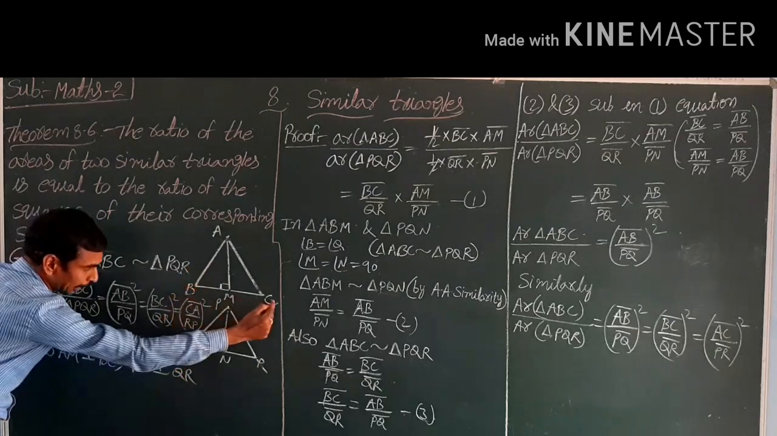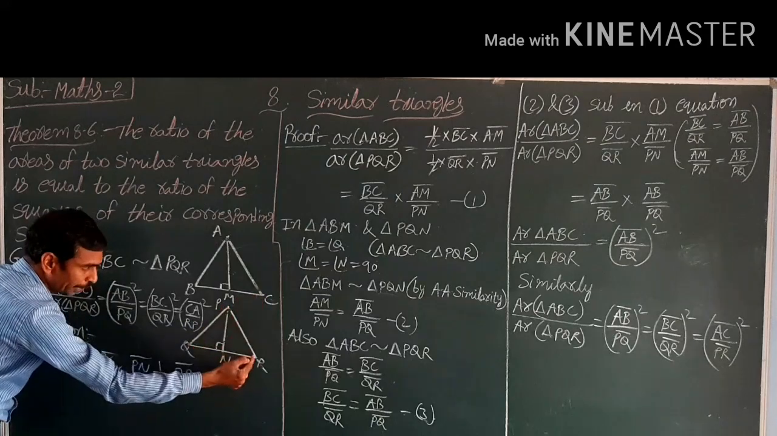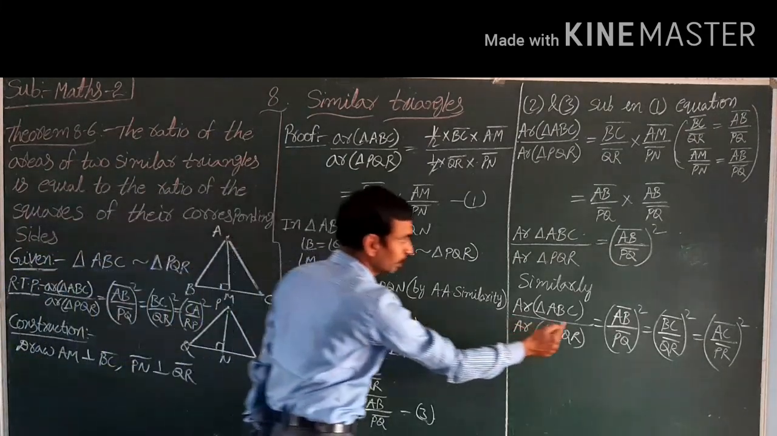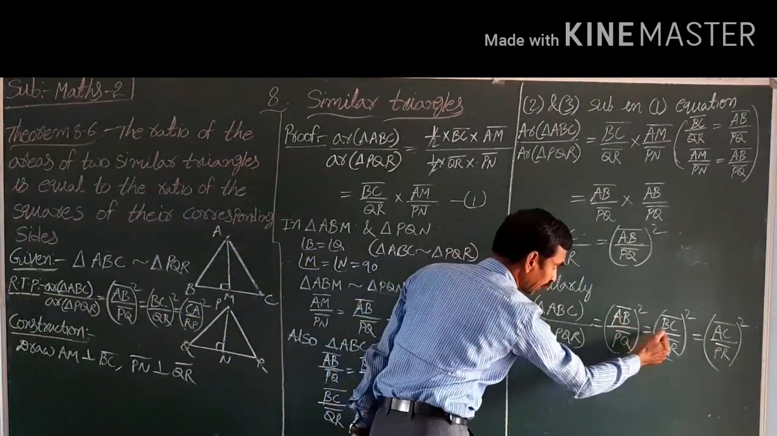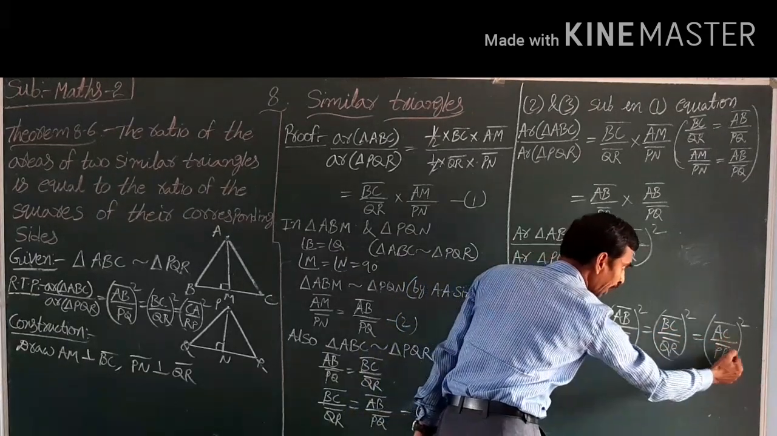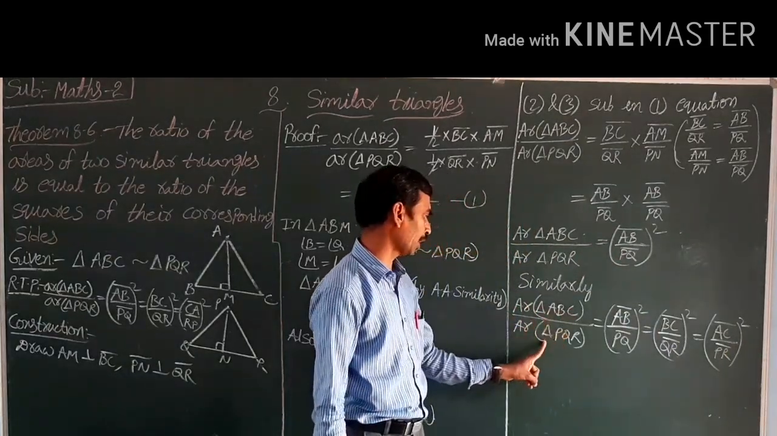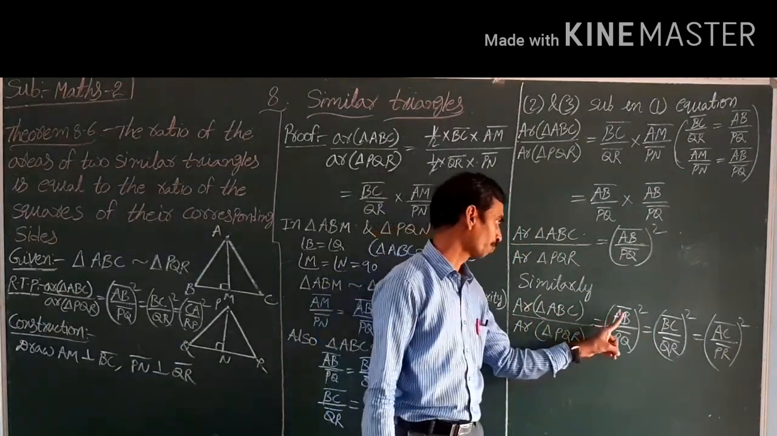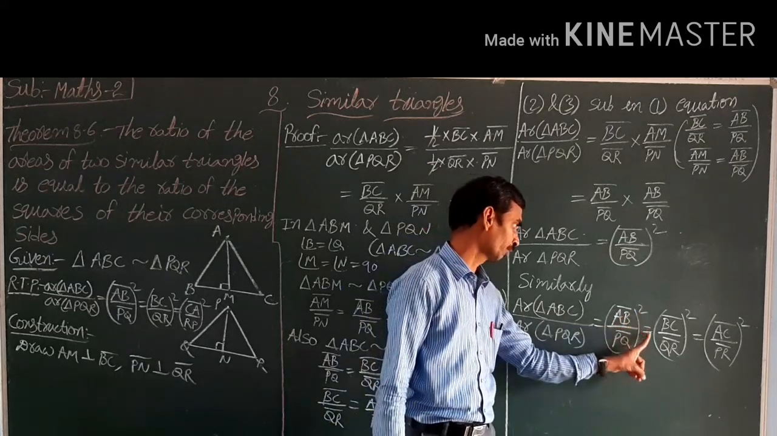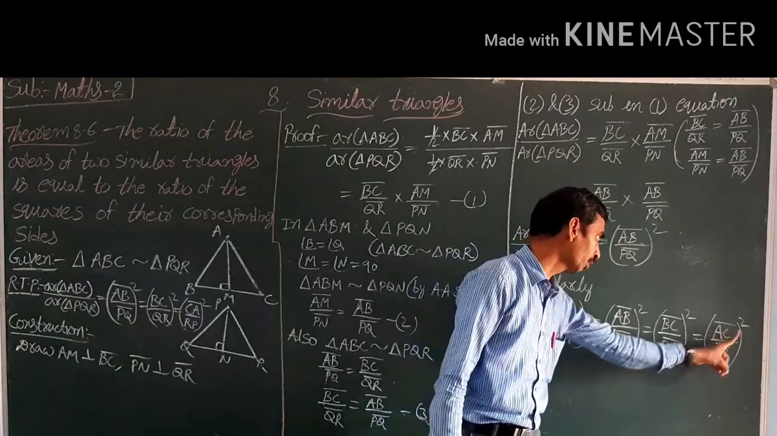Next BC corresponds to QR. Next AC corresponds to PR. Here, first AB by PQ is equal to second BC by QR, next third AC by PR, whole square. Area of triangle ABC by area of triangle PQR is equal to AB by PQ whole square, is equal to BC by QR whole square, is equal to AC by PR whole square.